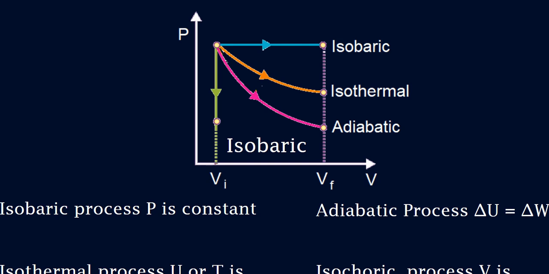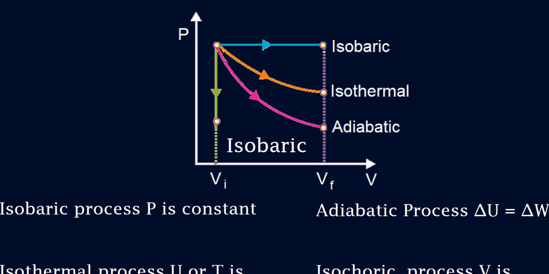Adiabatic process. In adiabatic process, no heat is exchanged with the surrounding, that is, delta Q is equal to 0. So, the equation simplifies: delta U is equal to delta W.